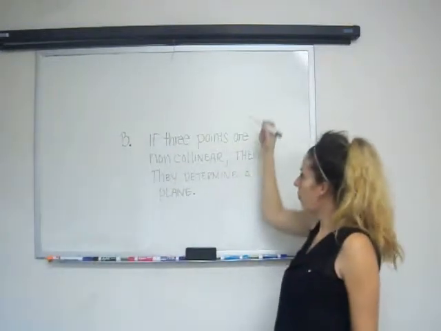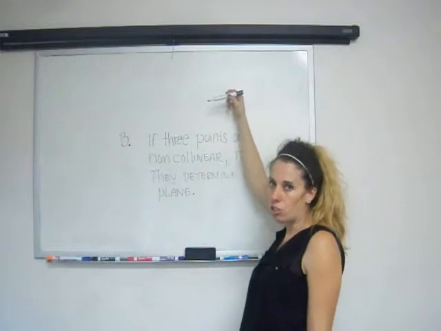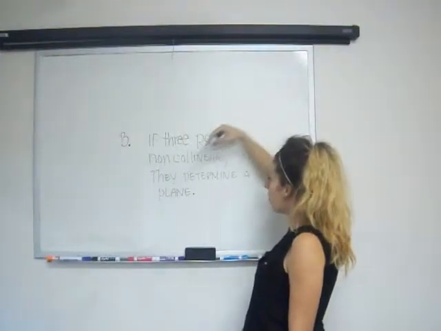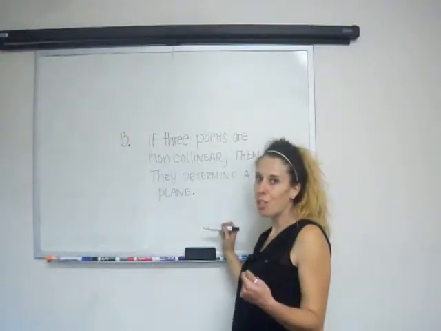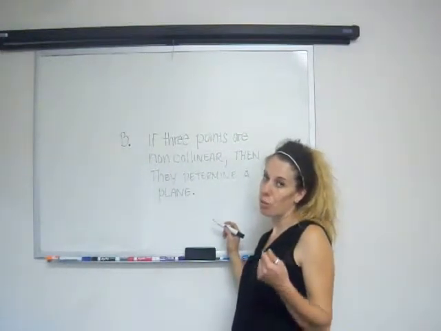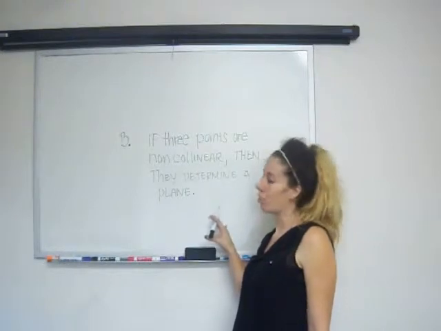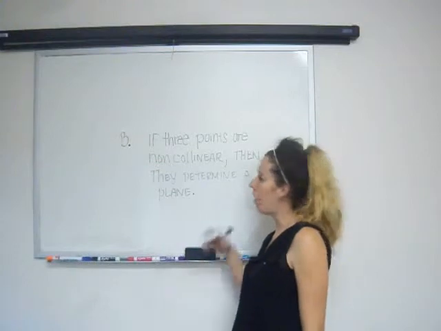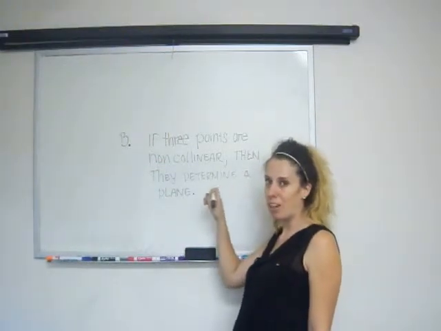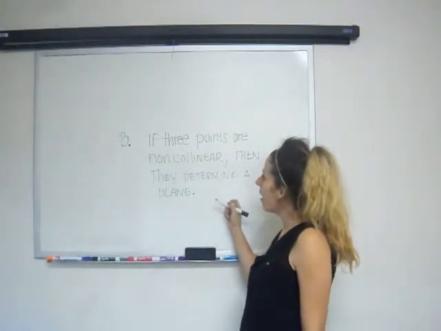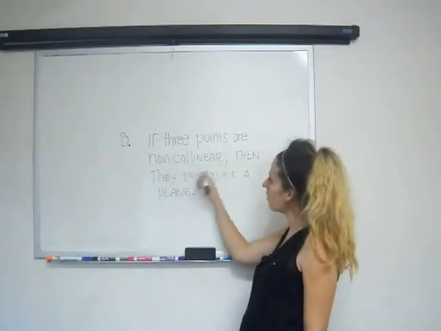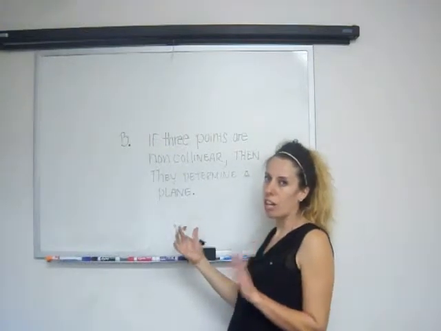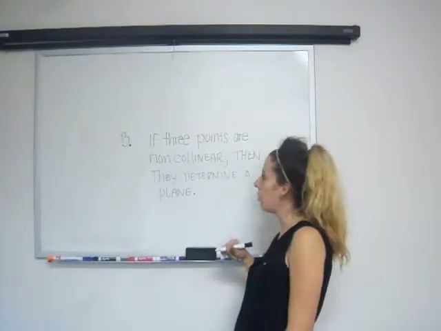Okay, so for example B, they give us the conditional statement, if 3 points are non-collinear, then they determine a plane. Hopefully you remember from section 3 that this is postulate 1-3, okay? If you don't, that's okay. You're learning everything, but I'm just going to recall that this is postulate 1-3 from section 3. And again, it says if 3 points are non-collinear, then they determine a plane. So they're using that postulate and putting it into a conditional statement.